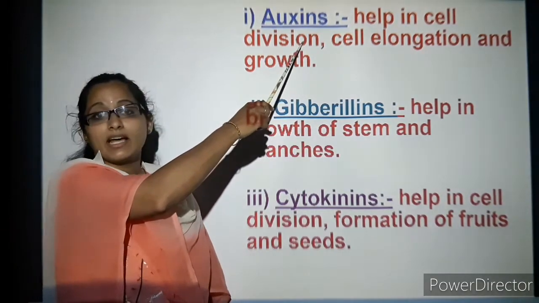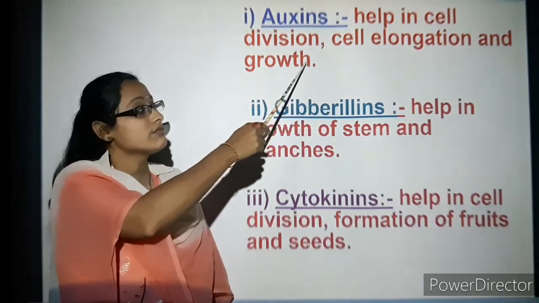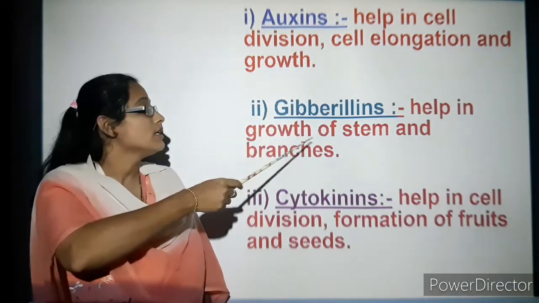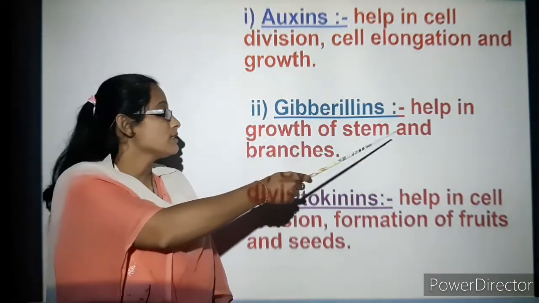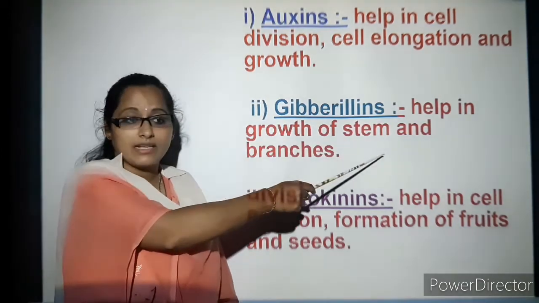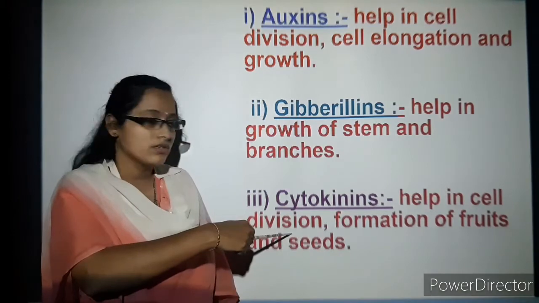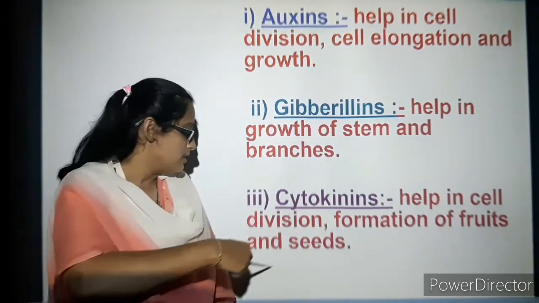Auxins. This plant hormone helps in cell division, cell elongation and helps in the growth of the plant. Next comes the gibberellins. It helps in growth of the stem and the branches. Cytokinins, they help in cell division, formation of fruits and seeds.